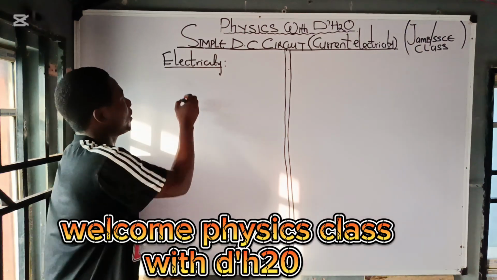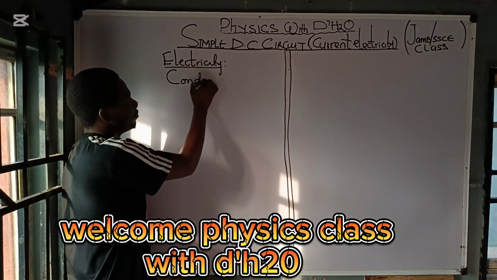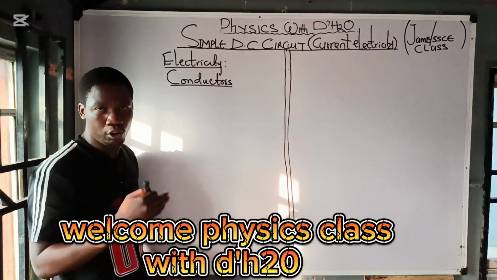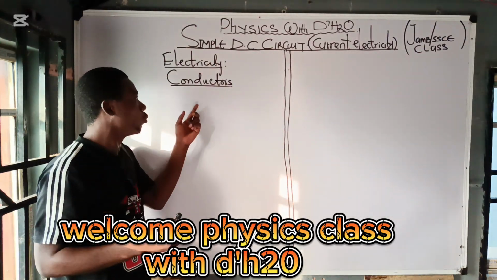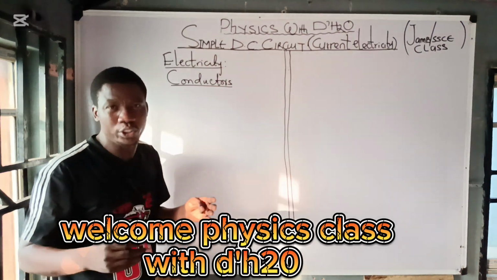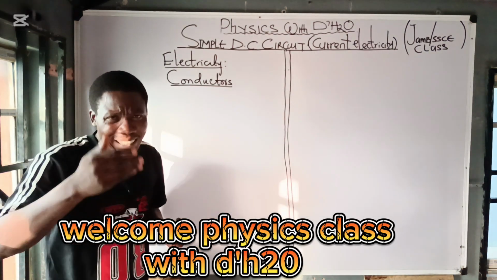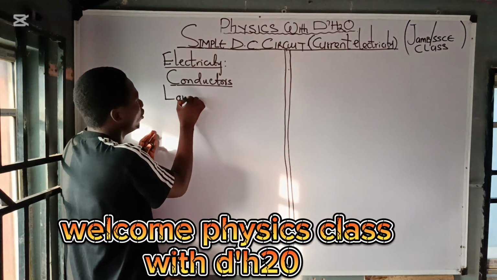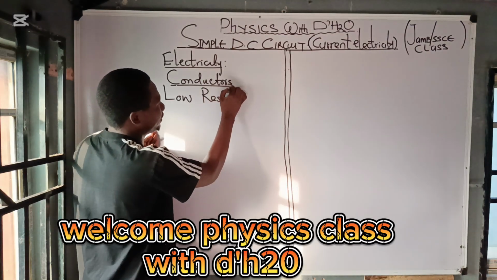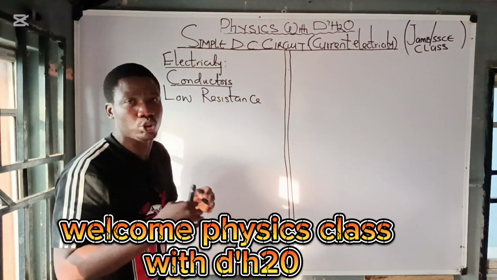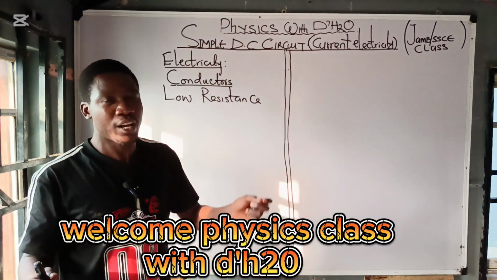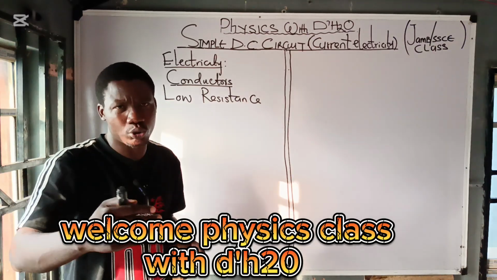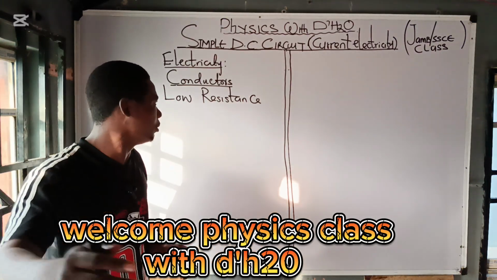Now when we talk about conductors, what do we mean? What's the meaning of the word conductors? Like I said, electricity is the flow of current through a metallic conductor. What is a conductor? A conductor is a material of low resistance. Take note of that. A conductor is a material of low resistance that allows currents to pass through them.